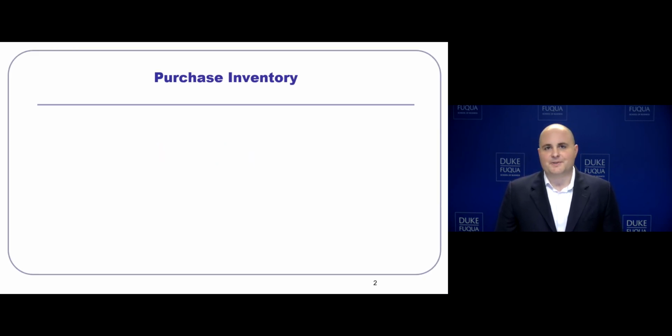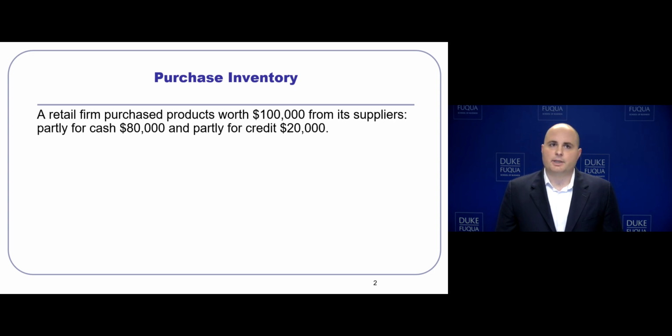Let's jump right in with an example. Let's say that we had a retail firm that purchased inventory worth $100,000 from its suppliers, for which we paid $80,000 in cash and will still owe $20,000 to the supplier. How would the accountant record this transaction?